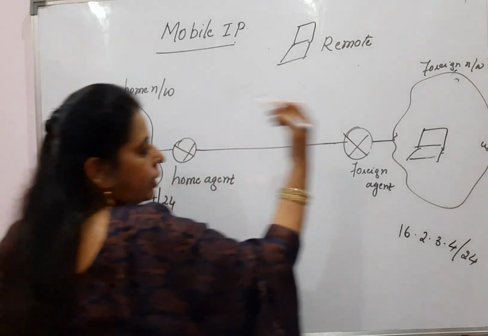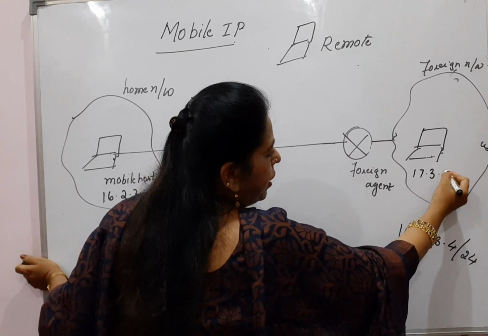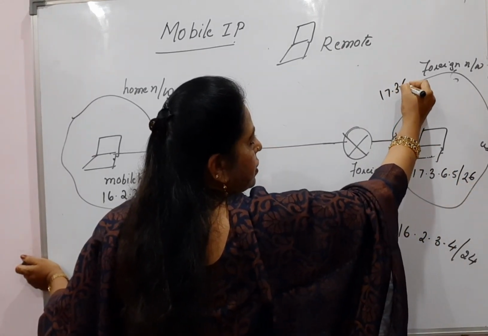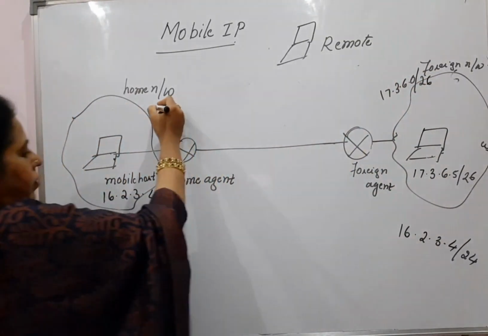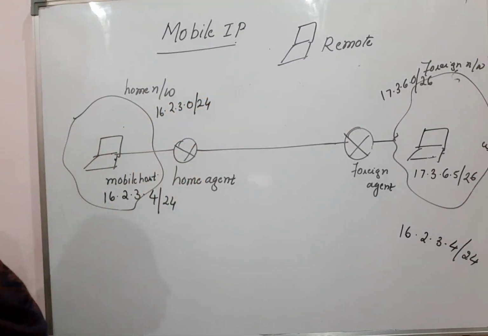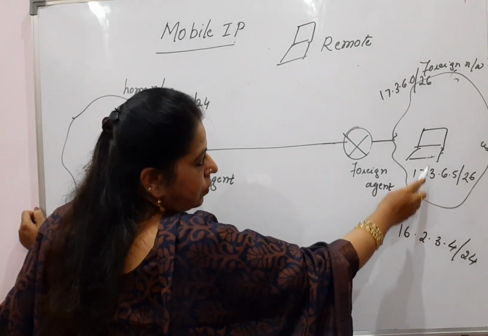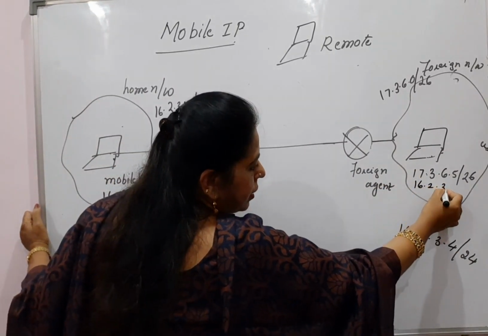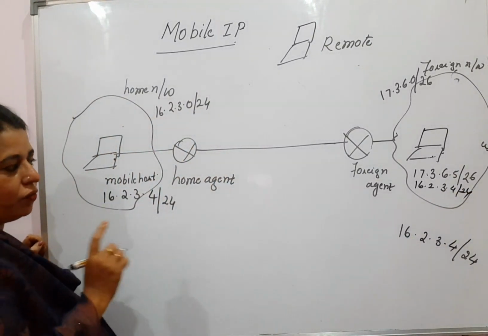Now the mobile host has already traveled here, so it got a new address 17.3.6.5/26, and the foreign network is 17.3.6.0/26. So this is the network address. 16.2.3.0/24 is the network address for the home network. Now this address belongs to the foreign network, but the mobile host has also got its original home address, 16.2.3.4/24.